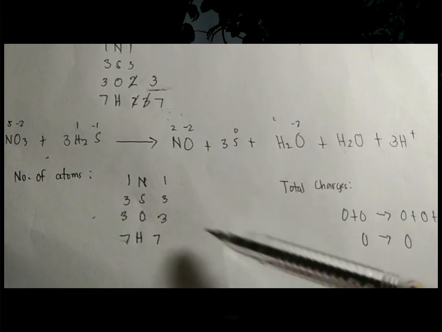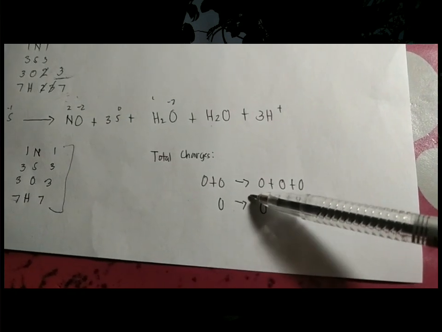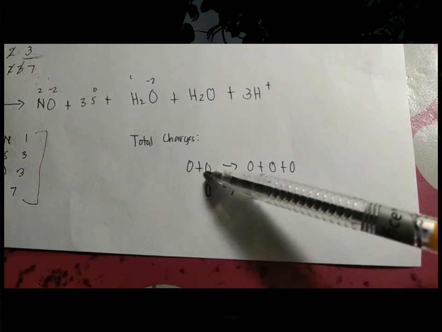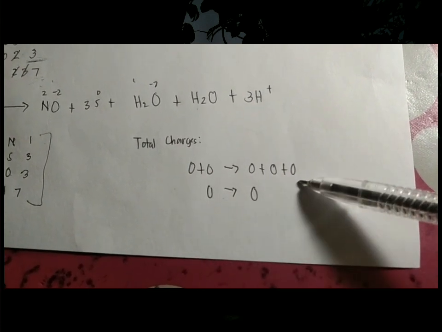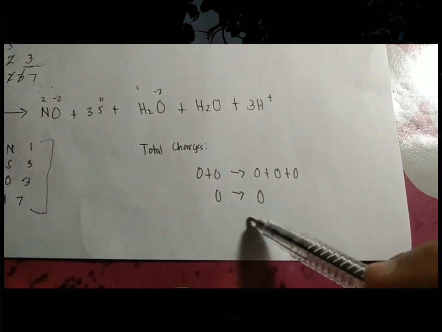So this is balanced. So here in the total charges we have 0 plus 0, 0 plus 0 plus 0. So 0 plus 0 is equal to 0, and then 0 plus 0 plus 0 is equal to 0. So the total charges is 0.